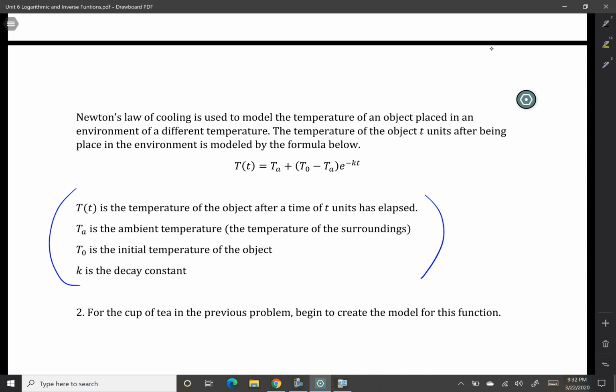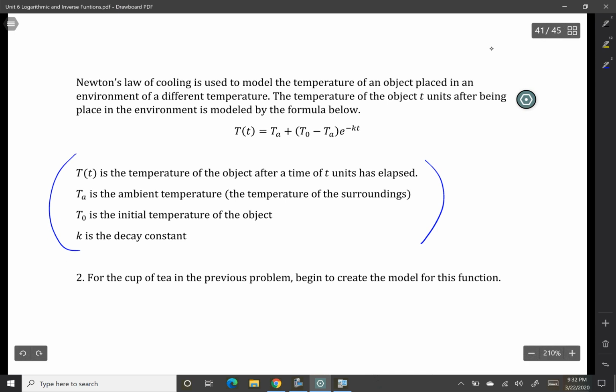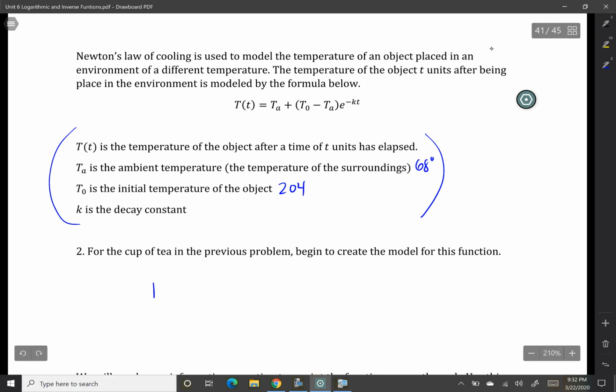So it gives us an equation, and it tells us essentially how much time it takes for an object to decrease to a certain temperature. So it says for the cup of tea in the previous problem, let's create a model for this function. So we know the ambient temperature, 68 degrees. We know the initial temperature is 204 degrees. So let's see what else we need to know here. We could say T of t is equal to the ambient temperature plus the initial temperature minus the ambient temperature, e to the negative kt. We don't know k, we don't know t.